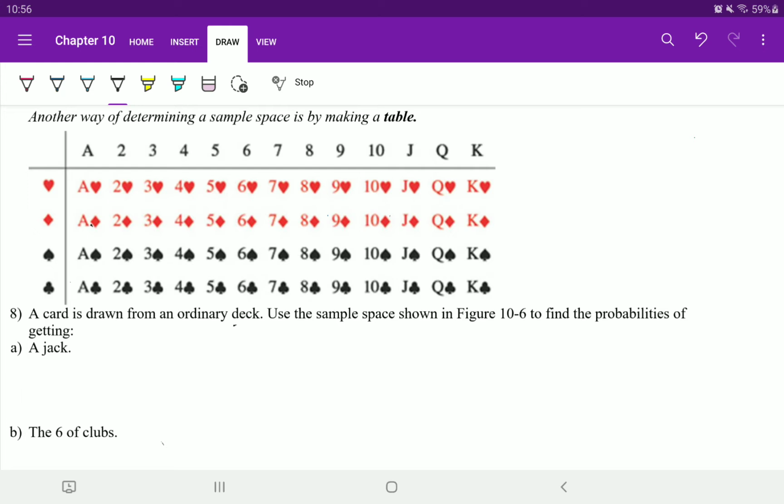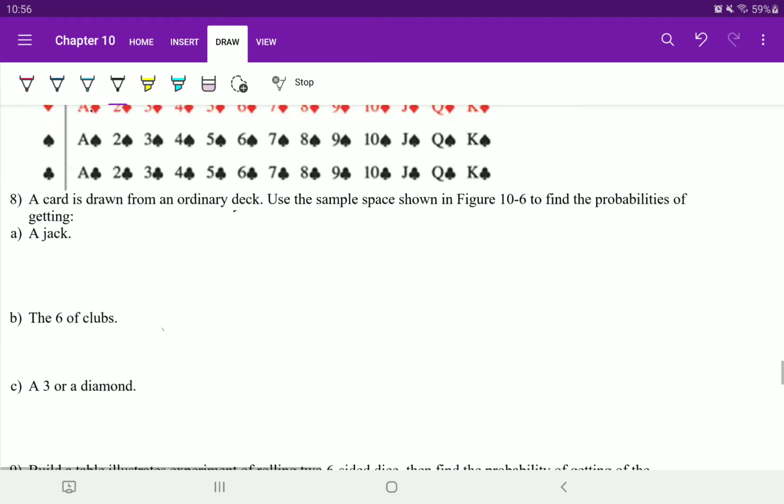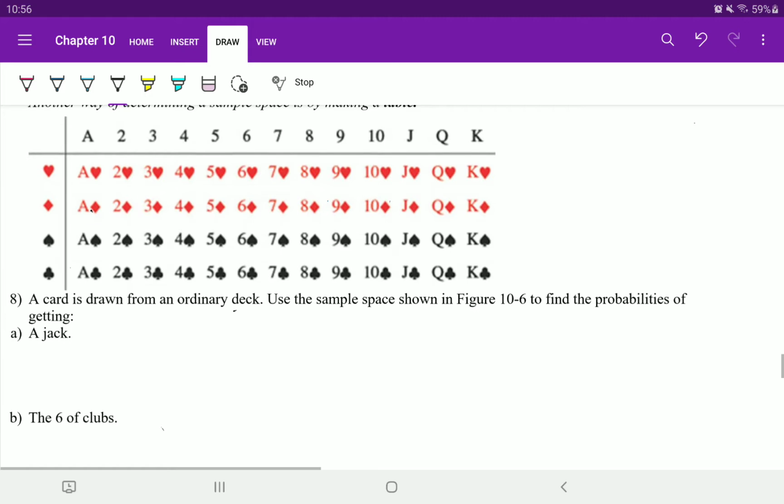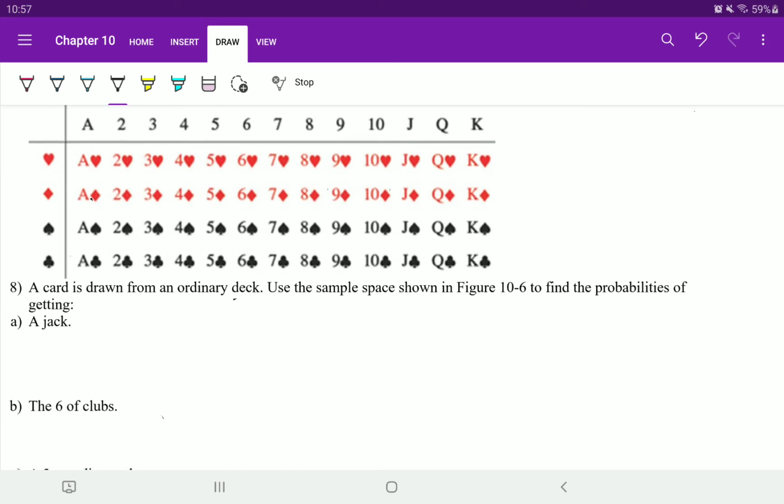So it says here, a card is drawn from an ordinary deck. Use the sample space shown in figure 10.6, which is this one up here, to find the probabilities of getting a jack, the 6 of clubs, a 3, or a diamond. Okay. So this is our deck of cards, and we're going to analyze a few things about that.